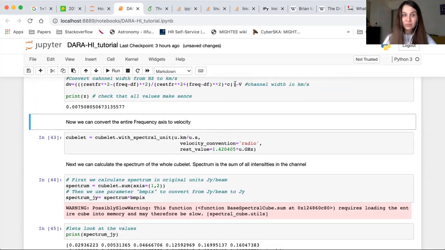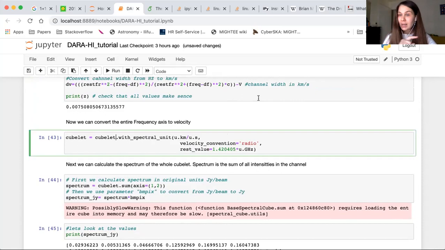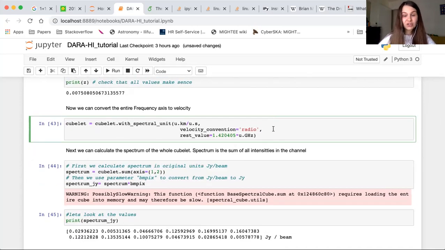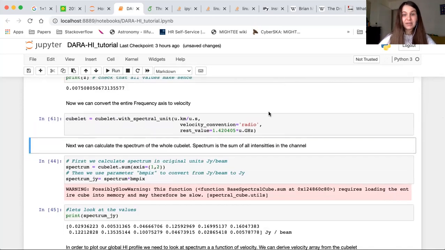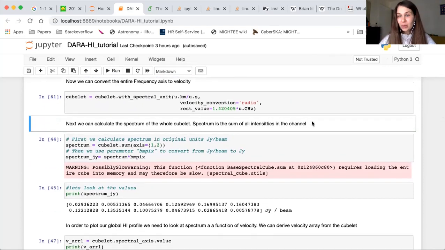When we derive all these properties, we can now convert the third axis of our cube from hertz to kilometers per second, just because we usually work in kilometers per second. The velocity map is in kilometers per second. The rotation curves of galaxies are in kilometers per second. So there is a nice conversion in the spectral cube package. So we just press there, and now the third axis of our cube is not in hertz, but in kilometers per second.